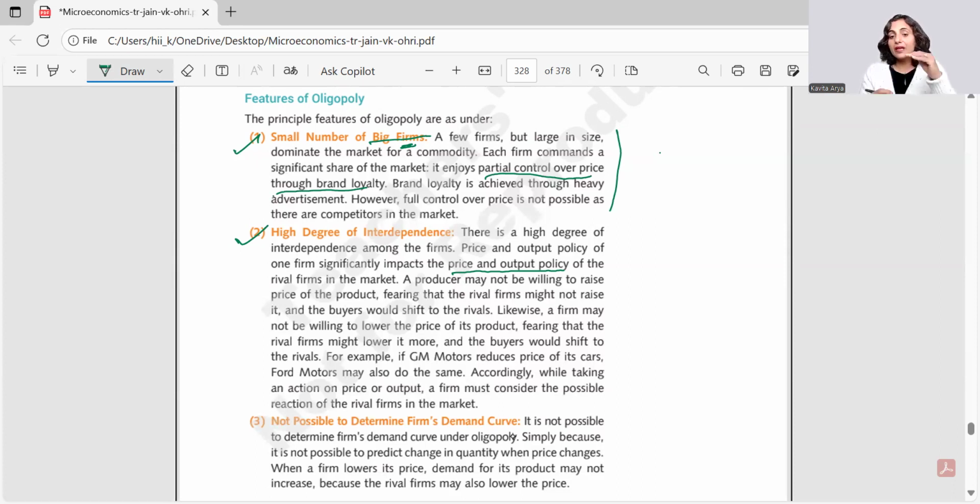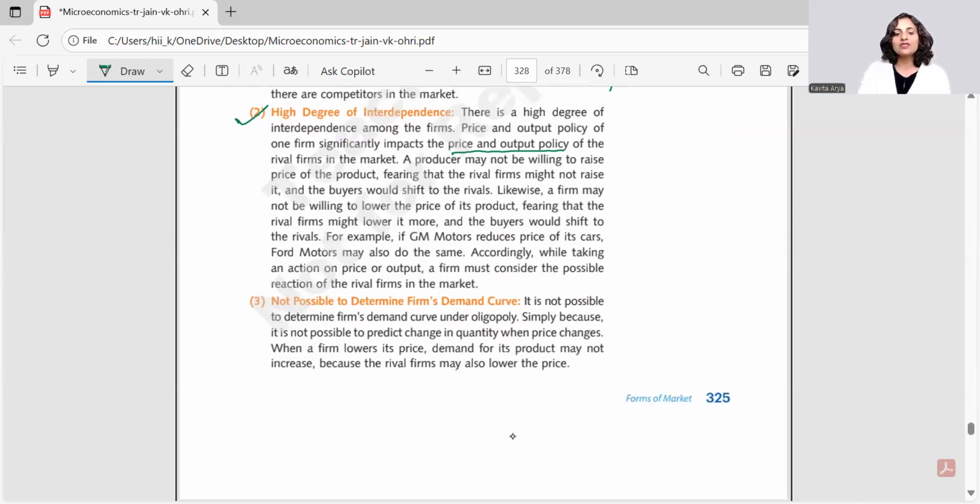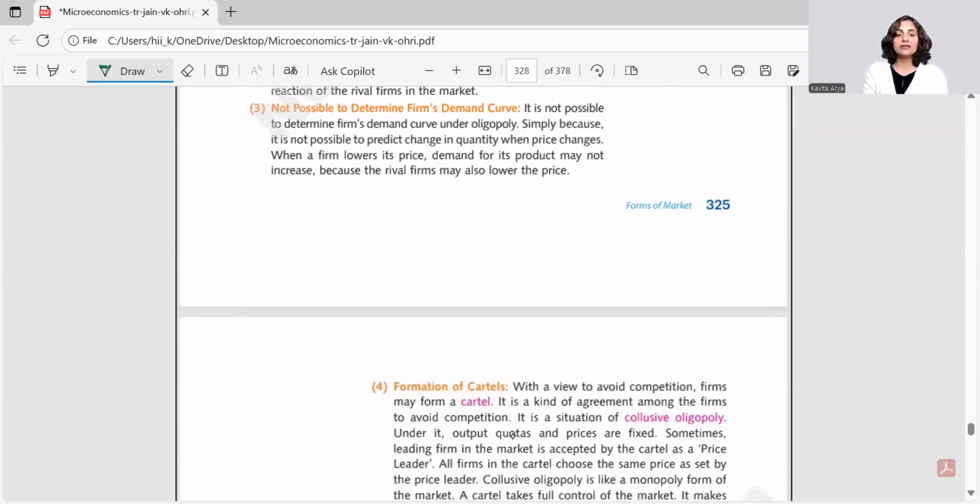Right. But if you want to try that price should be higher and others do not copy you, then you are eliminated from the market because you are charging extra. So there is huge interdependence of every action and reaction of your other market rivals also in this market form. Okay. Then we have not possible to determine the firm's demand curve. Actually, the demand curve here, in your senior classes, you would talk about the Sweezy's kinked demand curve. Right. Kinked demand curve.